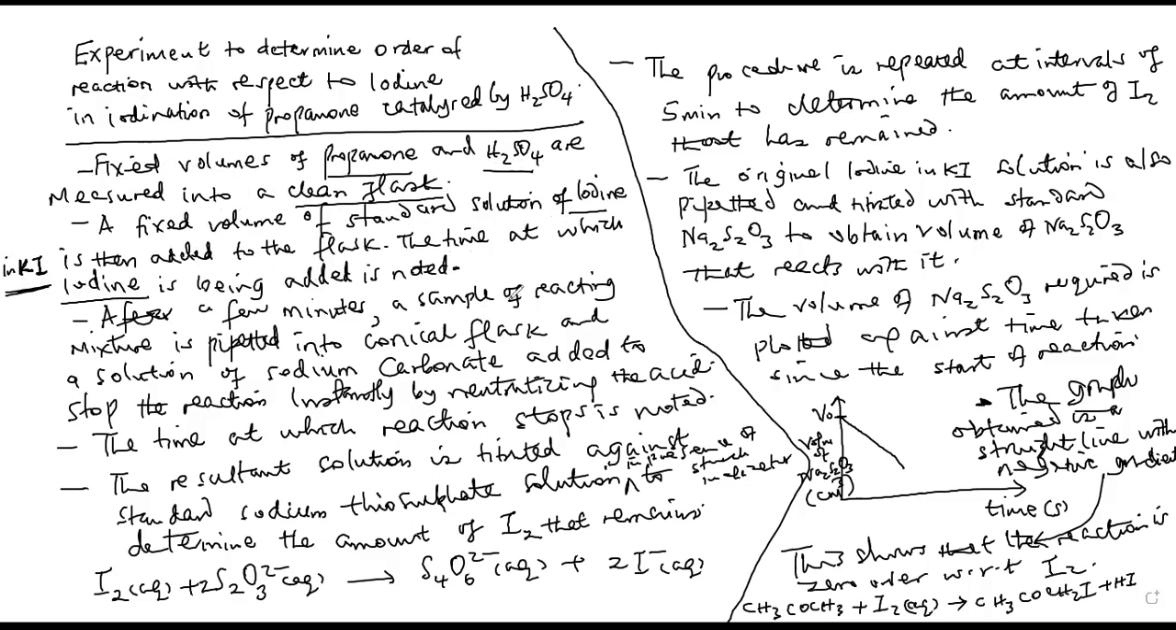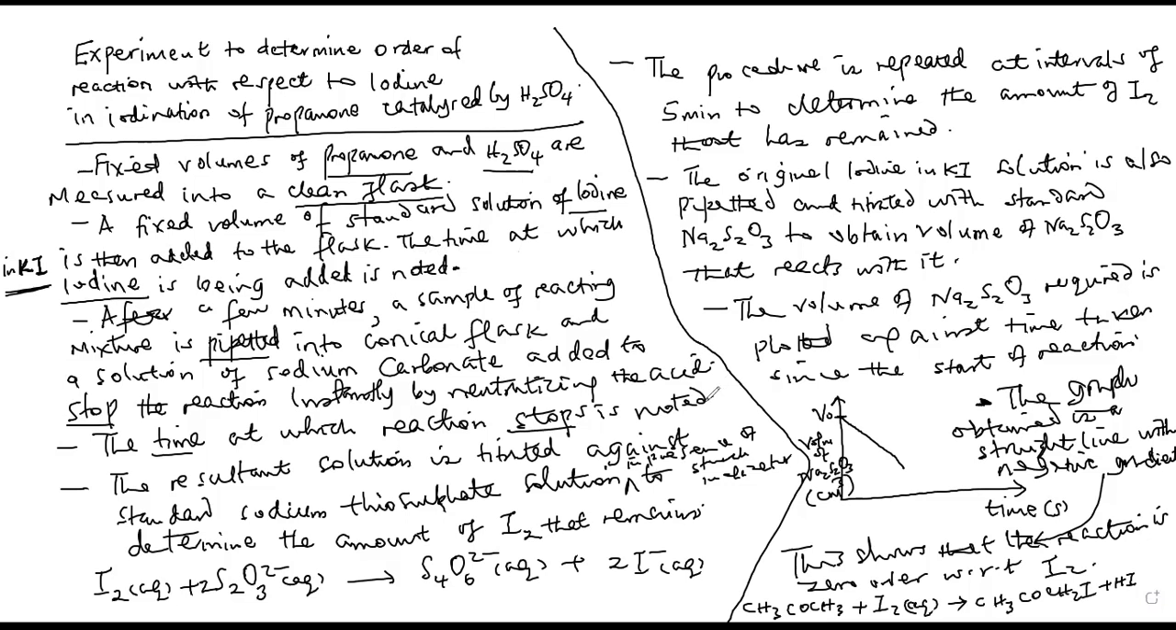Now, after a few minutes, a sample of the reacting mixture is pipetted into a conical flask, and then you add a solution of sodium carbonate simply to stop the reaction, because the sodium carbonate is going to neutralize the sulfuric acid. Then the time at which the reaction stops is noted. You noted when you added the iodine, and you've noted when the reaction has stopped.